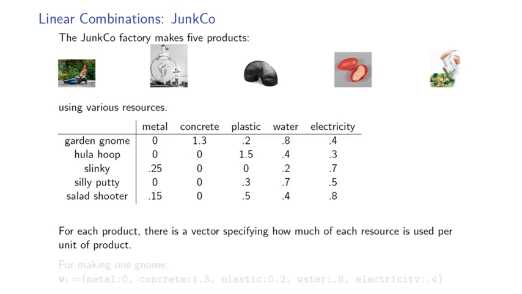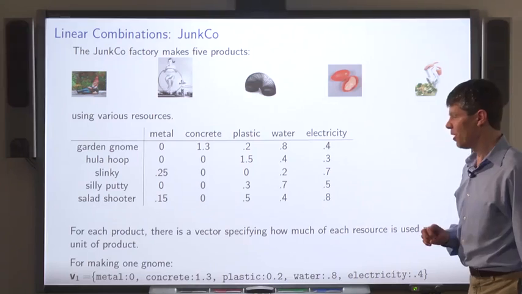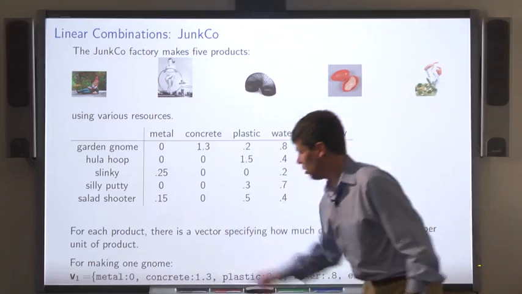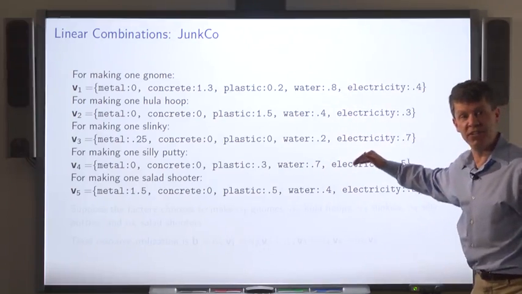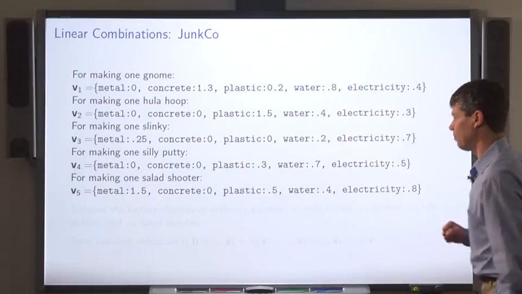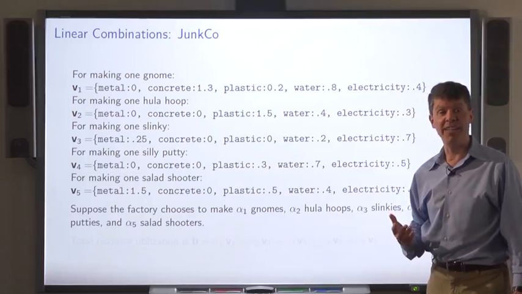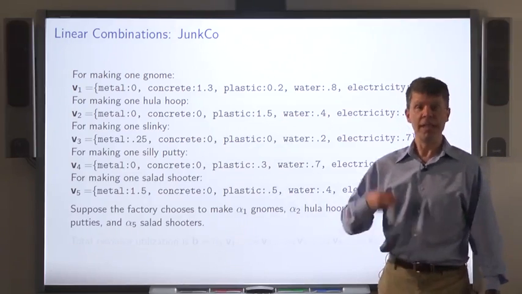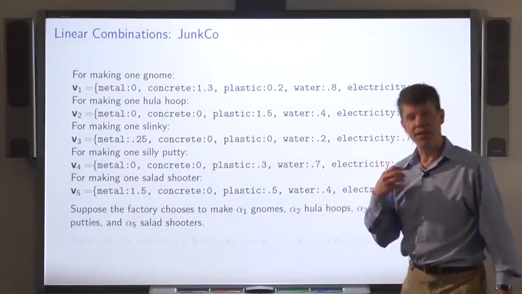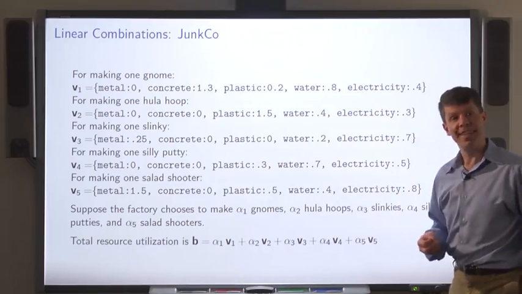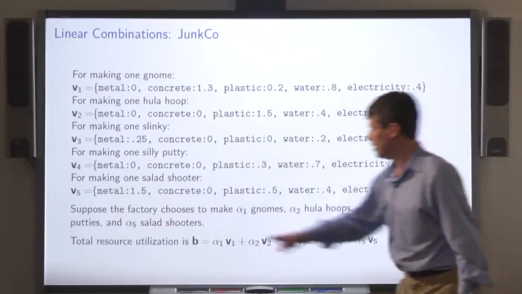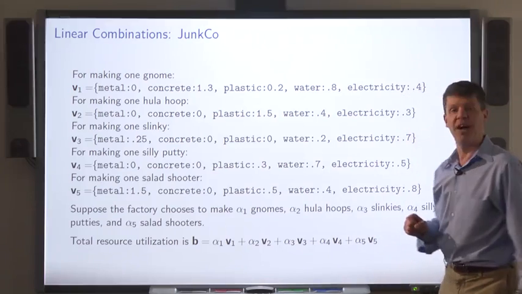So for each product, we can write down a vector that specifies how much of each resource it uses. So for example, for making a garden gnome, the vector maps metal to 0, concrete to 1.3, and so on. So there's a vector like this for each of the products that Junko makes. Now, suppose the factory decides to make alpha 1 garden gnomes, alpha 2 hula hoops, and so on. Then the total amount of each of the resources is specified by a vector that can be expressed as a linear combination of the vectors v1 through v5.